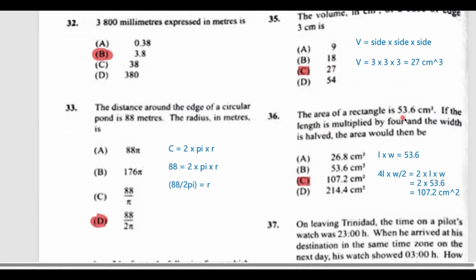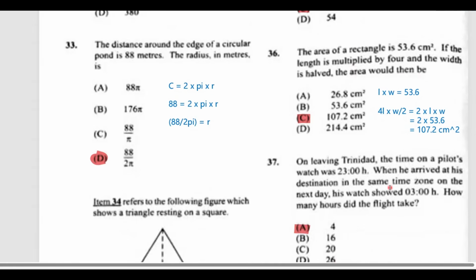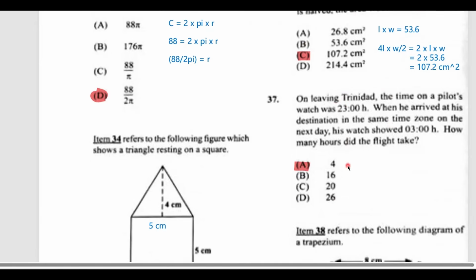36. Area of a rectangle is 53.6 cm squared. If the length is multiplied by 4 and the width is half, then the area would then be what? Well, length by width is 53.6. And for the new rectangle, since the length is multiplied by 4 is 4L, and since the width is half, is W on 2. And 4 by a half is 2. So it's 2 by L by W. And what's L by W? 53.6. So you come like 2 by 53.6. That gives you 107.2 cm squared. C.